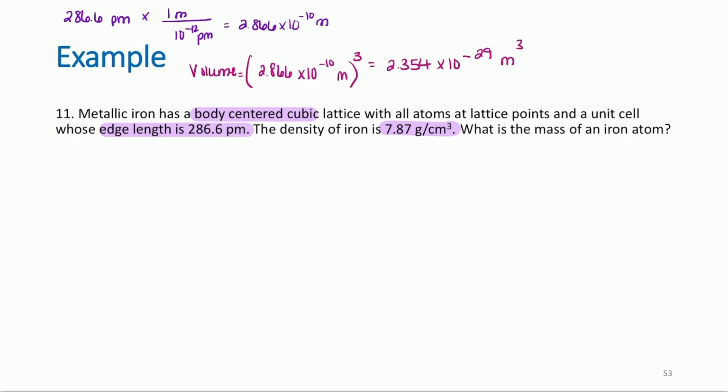I know that my density is 7.87 grams per 1 centimeter cubed. I'm going to go ahead and convert that to meters cubed just to keep consistent with what I have above. You could have also converted picometers straight to centimeters. I don't really care which way you do it, as long as your math is correct. That gives me 7.87 times 10 to the 6 grams per meter cubed.